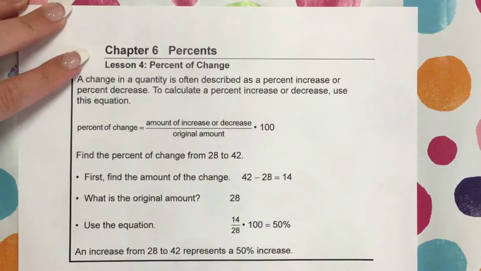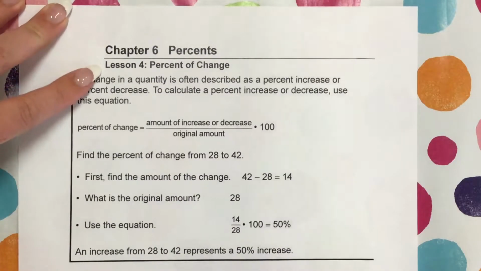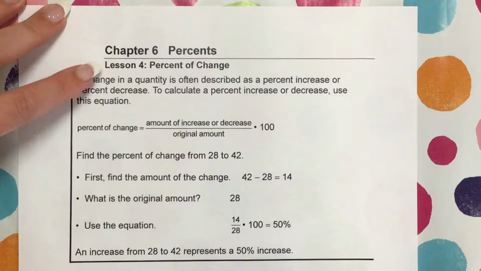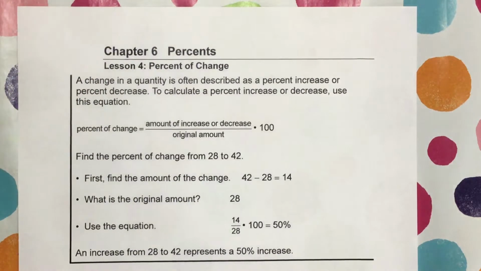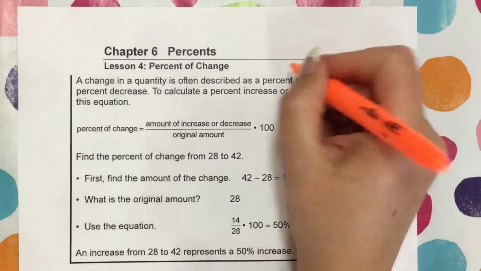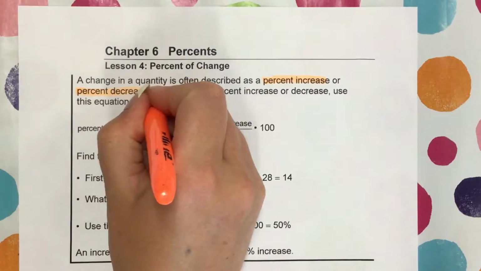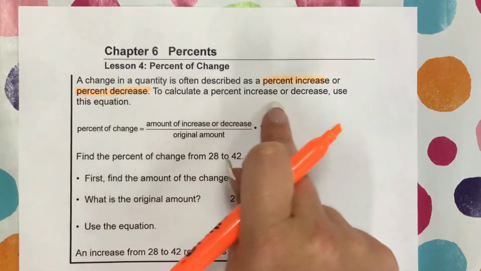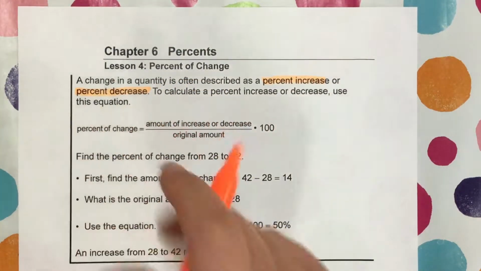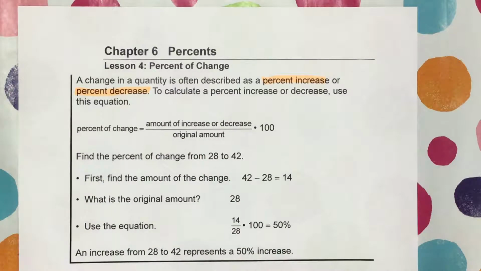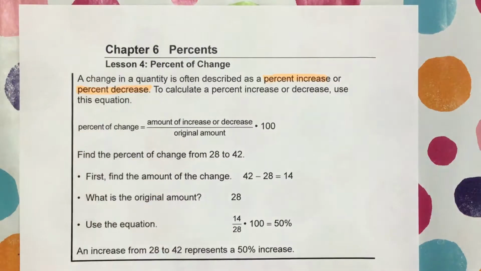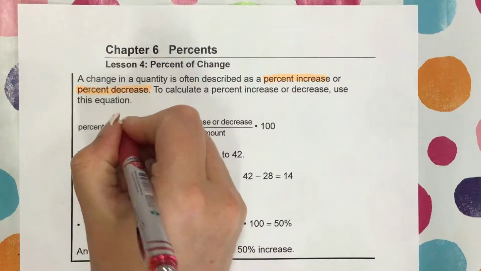Hello, we are talking about Chapter 6 percents, focusing on Lesson 4, percent of change. A change in a quantity is often described as a percent increase or a percent decrease. To calculate a percent increase or decrease, use this equation. So this percent of change, and the answer is in a percentage.